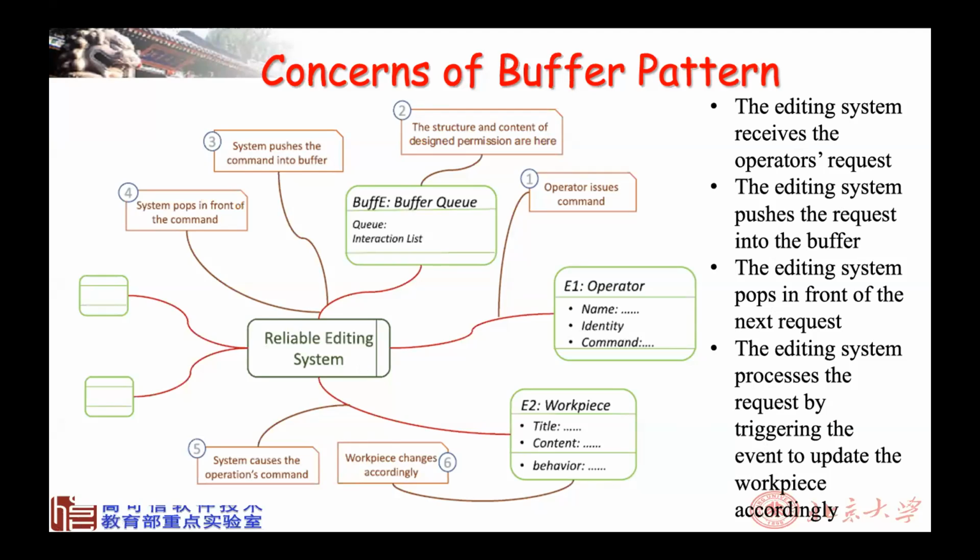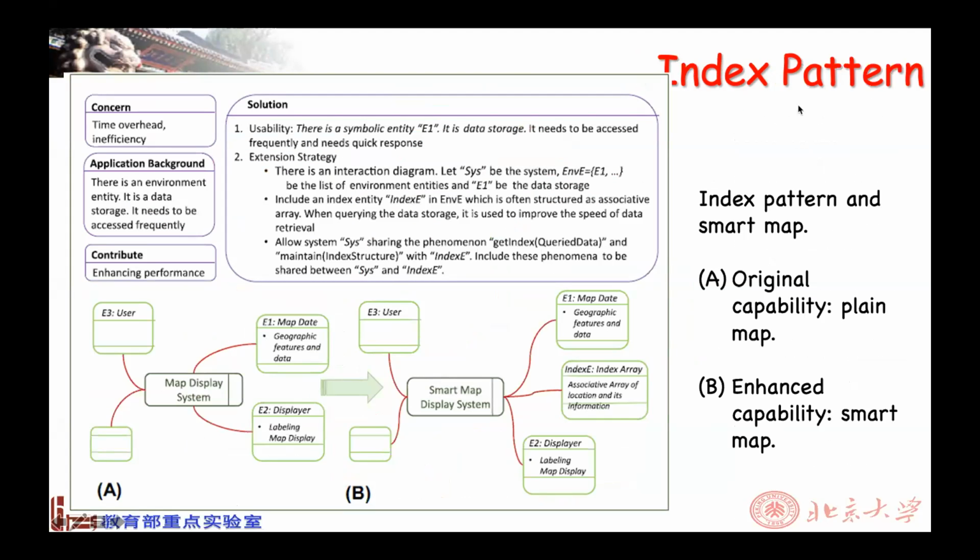So let's move on. Next is the index pattern. This index pattern deals with time overhead or inefficiency, and the application background is there is an environment entity, a data storage, that needs to be accessed frequently, so it needs extra help. The index is very good and very easy to understand. It just helps you to access the item very quickly. So making the index enhances the performance.